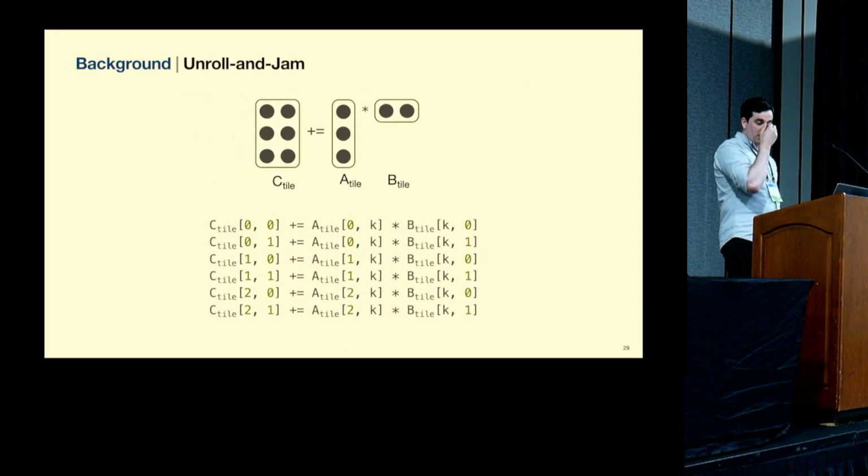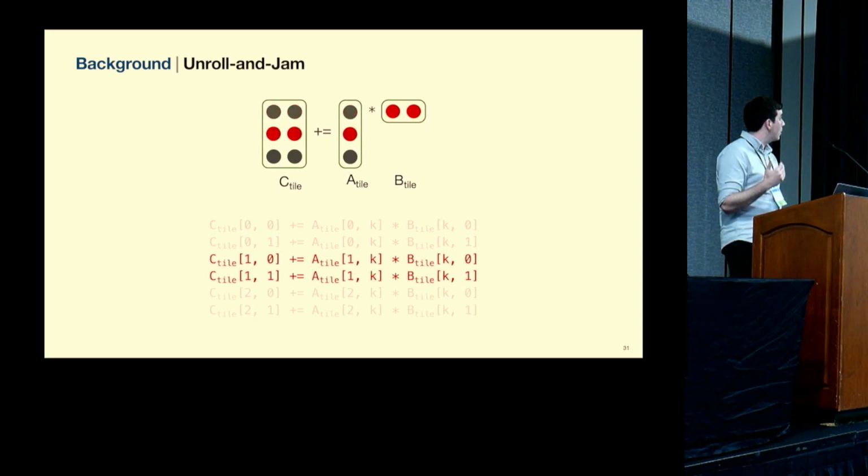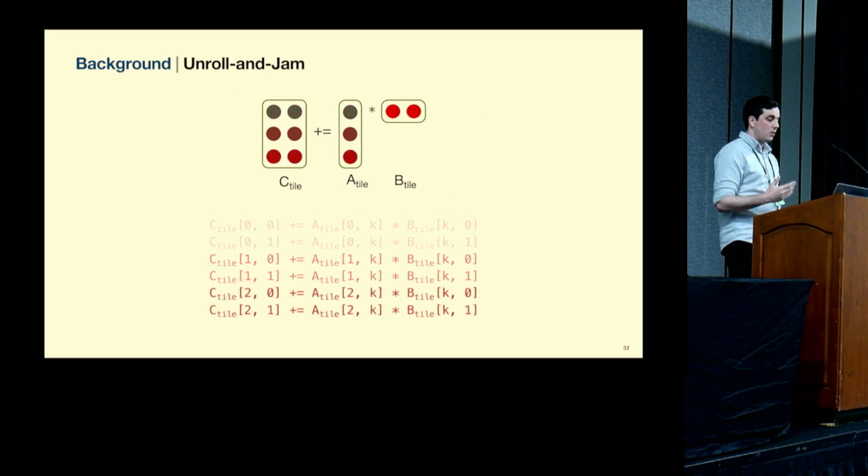But if we continue to look at this code a little bit more closely, we can see here that these first two operations involve the first row of C and A. These next two operations involve the next row of C and A, and so on.